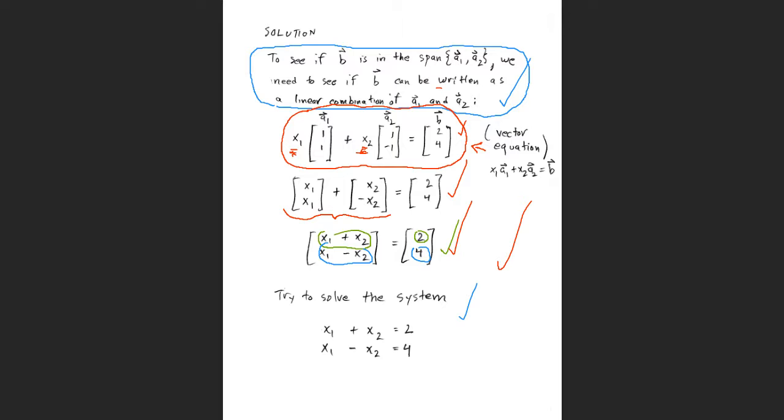So let's go ahead and write down the augmented matrix here. The dashes are optional. And we're going to do row operations and get this matrix in reduced echelon form, to see if we can solve for x1 and x2.